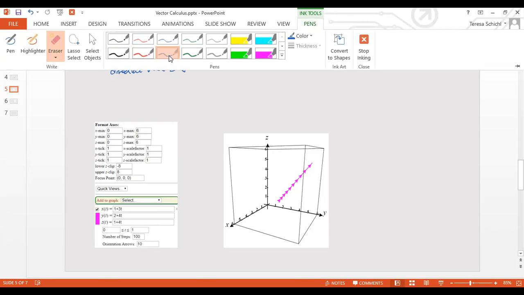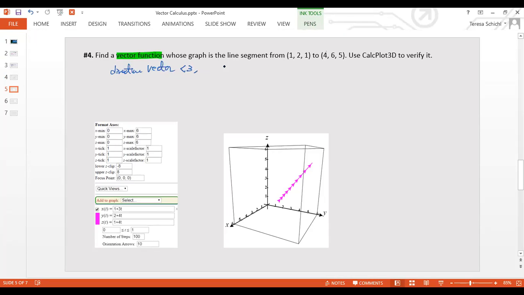So the directional vector is 4 minus 1, which is 3, 6 minus 2, which is 4, and 5 minus 1, which is 4. So this is (3, 4, 4). That means my line goes in the direction (3, 4, 4). Then for the parametric form, you remember from the first unit, you choose a point. Let's choose the point (1, 2, 1). So for the parametric form, I'm going to have x equal to 1 plus 3t, y equal to 2 plus 4t.